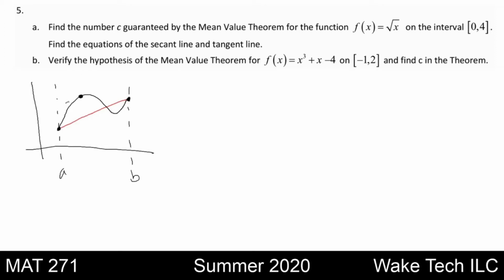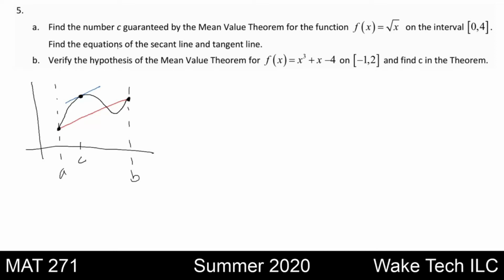The tangent line right here might be about there. And notice that the blue line and the red line are parallel. That means they have the same slope. And we're going to call the point at which this happens c. And the mean value theorem says there is at least one c value in between a and b. Notice it says find the number c guaranteed by the mean value theorem.